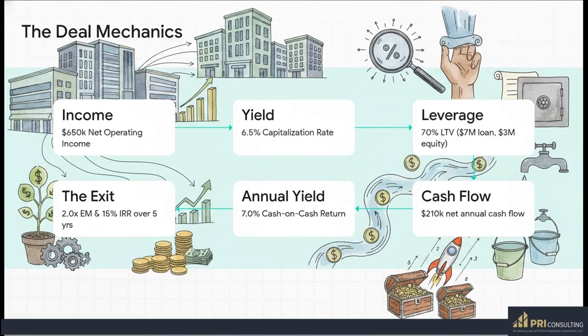And finally, the exit. After 5 years of optimizing operations, we sell. The combination of our annual cash flow plus the sales profit turns our initial $3 million into $6 million total. That means we achieved a 2.0x equity multiple and a 15% IRR. As you can see, everything is connected.